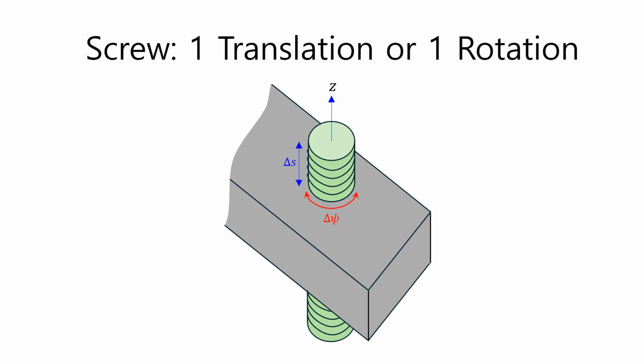The third lower pair is a screw joint that can rotate and translate. A screw joint has 1 degree of freedom. This is because when the angle psi is determined, the displacement value delta s is determined accordingly, and conversely, when the displacement value delta s is determined, the angle delta psi is determined accordingly. In other words, the angle delta psi and the displacement delta s are not independent variables, but dependent variables. In a screw joint, a body in grey can translate up and down and rotate along the green screw.